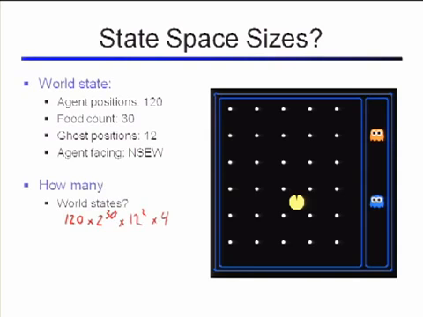All right, so states for pathing. Remember, pathing was just the xy coordinates of Pac-Man. So how many states in the pathing problem?